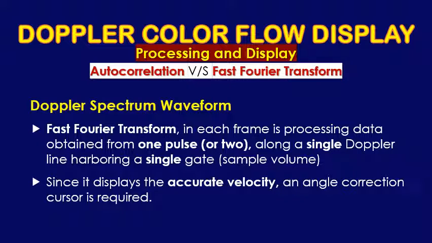If we want to compare the technology used with color and that used for the pulse wave or the spectral waveform, we can tell that in the spectral waveform, the technology used is called the fast Fourier transform, and it runs one pulse, or two maximum, along each scan line per time, through one single sample volume. That's why this processing is accurate, because it takes one pulse and displays it. Since it displays the accurate velocity, we need to have an angle correction arm, which is not present with the color Doppler.